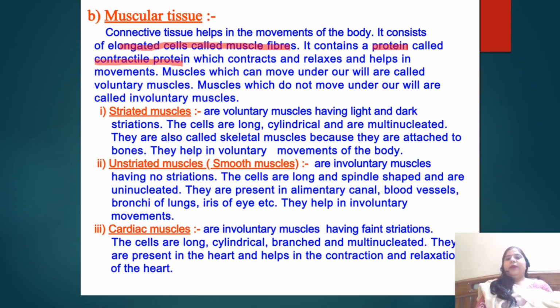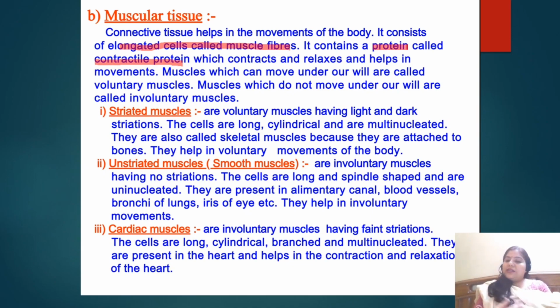Muscles can move under our will. Muscles can be further classified as voluntary muscles and involuntary muscles. Voluntary muscles are under our control. If I want to write anything with my hand, it is my wish. So the muscles present in our hand are voluntary muscles. The muscles present in our legs are voluntary muscles because they are under our control, right?